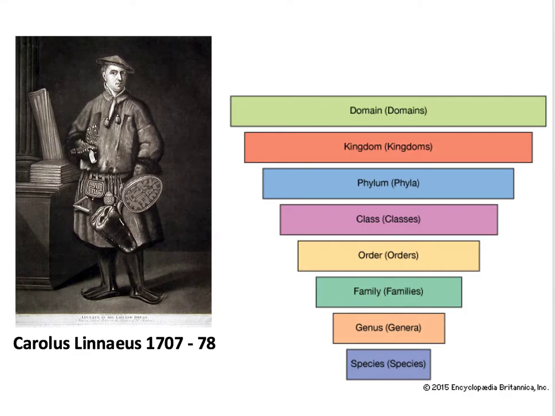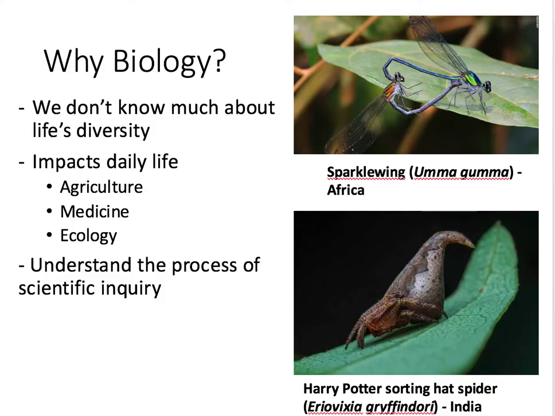And it's important for practical reasons. Believe it or not, we don't really know a lot about life's diversity. We could argue that for every species known to science, there are probably 3, 4, 5 times as many that have yet to be discovered. For example, just last year, 60 new species of dragonflies were discovered in Africa, the sparklewing pictured here on the right being an example.